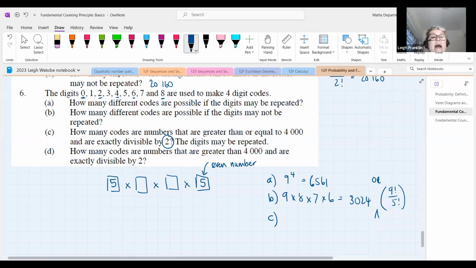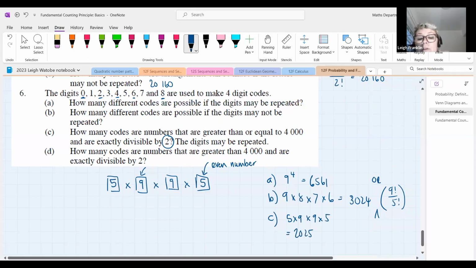Now they've said the digits may be repeated. So if digits can be repeated, it means that any one of the 0, 1, 2, 3, 4, 5, 6, 7, or 8 can be over here. So that would be 9. And then again, because repetition's allowed, we could have that. Does that make sense to everybody? So it would be 5 by 9 by 9 by 5, so 5 squared times 9 squared. And now you can run your poll. Just do the poll first.